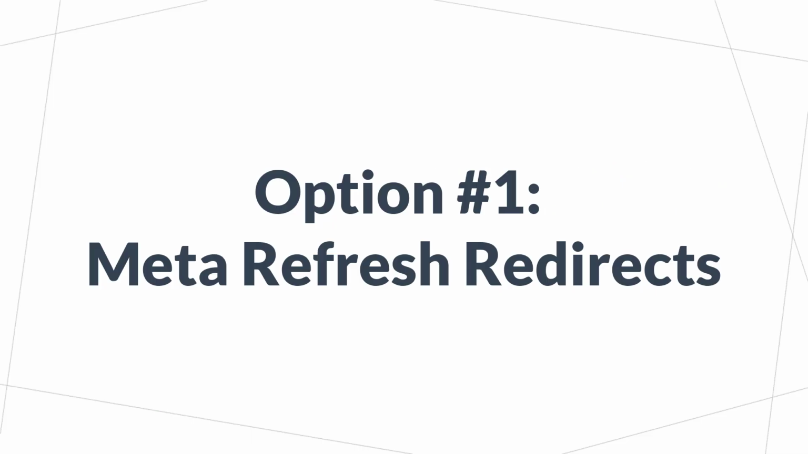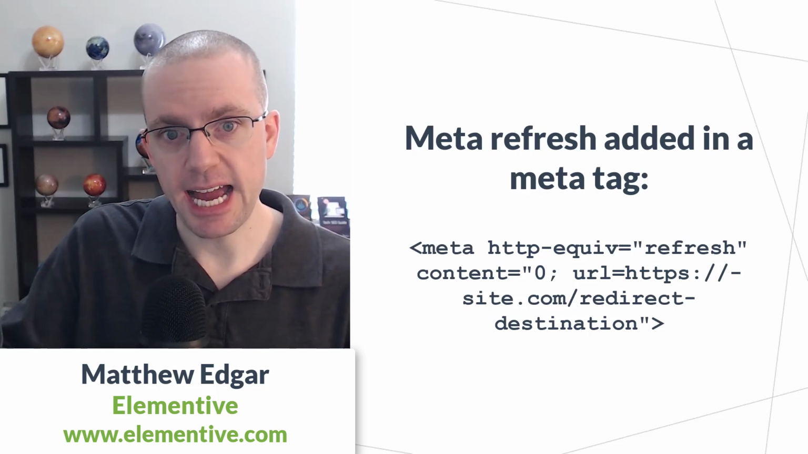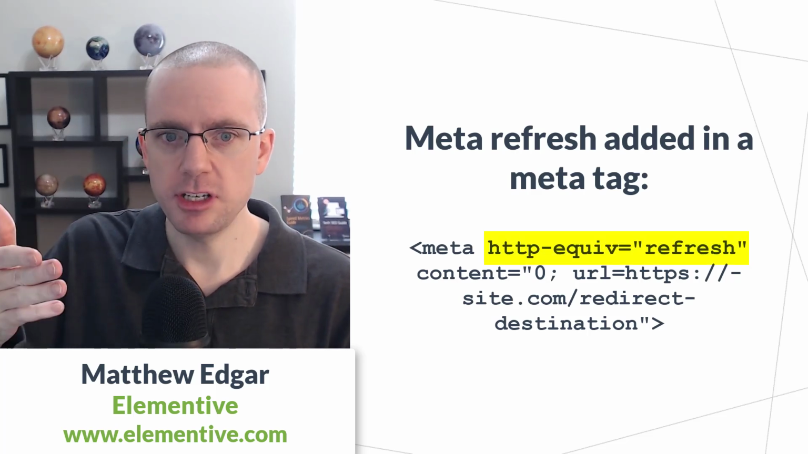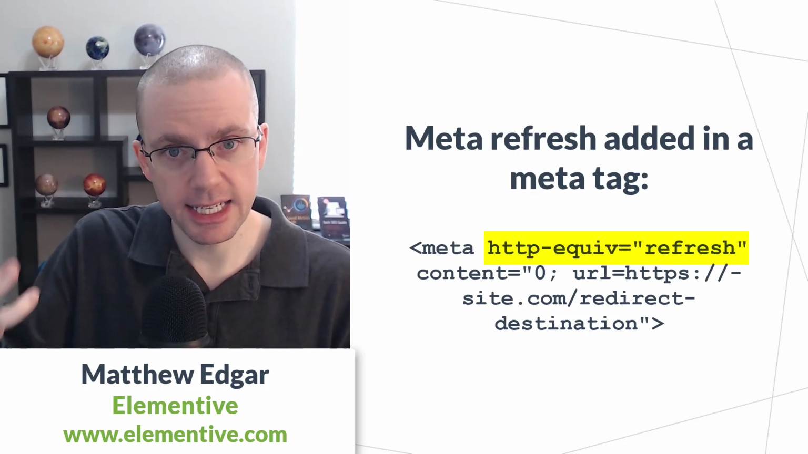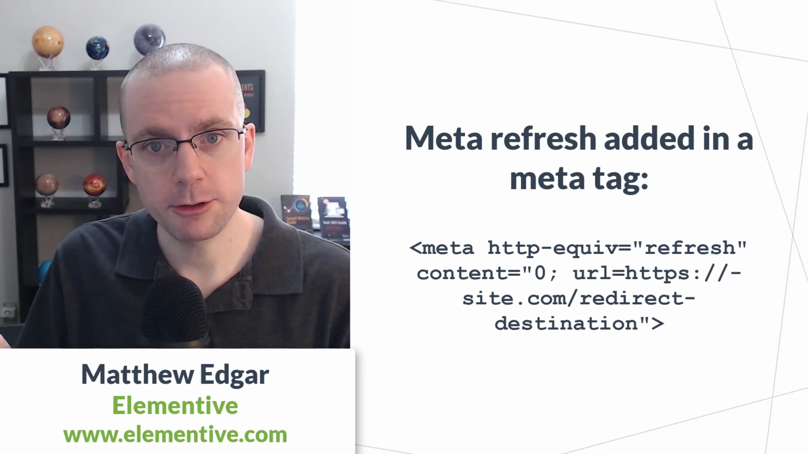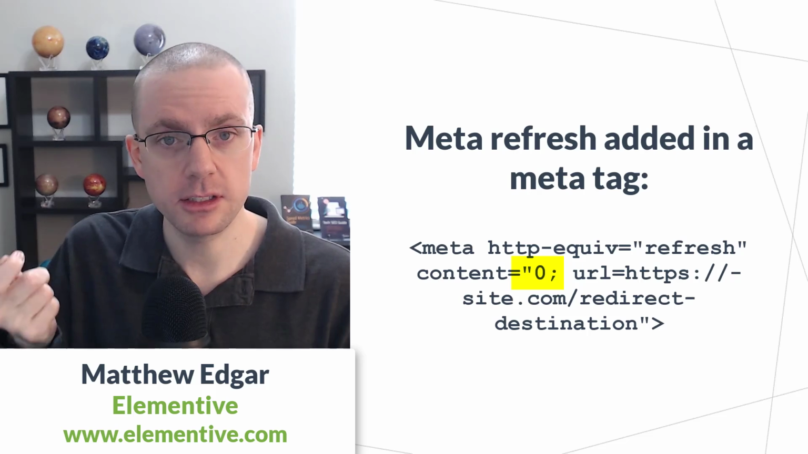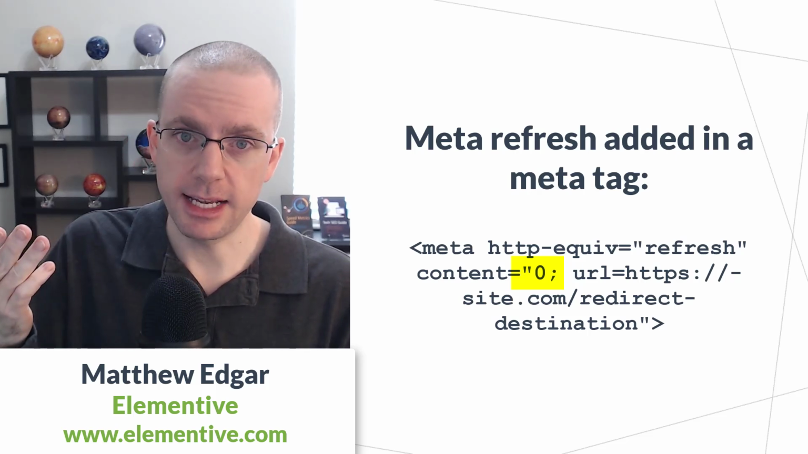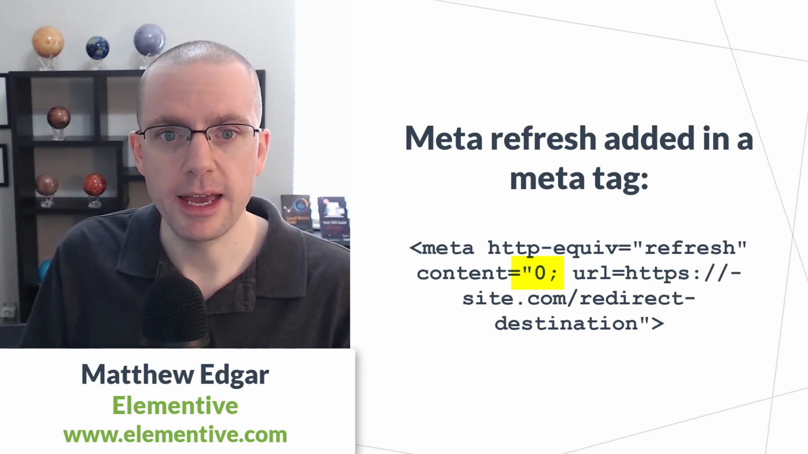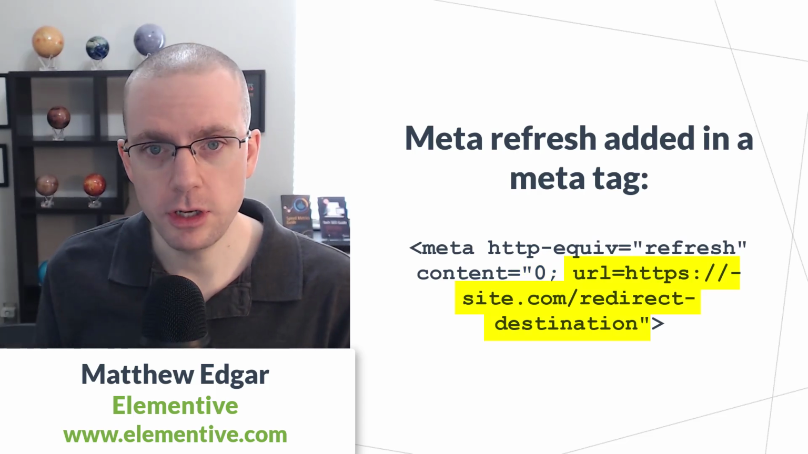Now, the first method we have available is a meta refresh. A meta refresh redirect is implemented in a meta tag. And the meta tag looks like this. So you can see in this code, we have meta HTTP equiv equals refresh. That indicates that this is a meta refresh tag. We then have the content attribute. And the content attribute contains two pieces of information. The first piece of information is a numerical value. This is the refresh delay. In this case, this is set to 0. So this refresh delay is instantaneous. There is no delay with this. We then have URL equals, and this is the page that we're redirecting to.